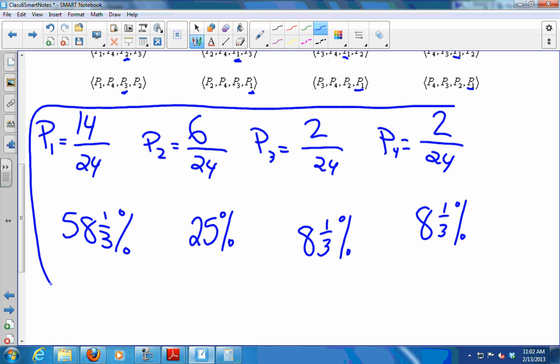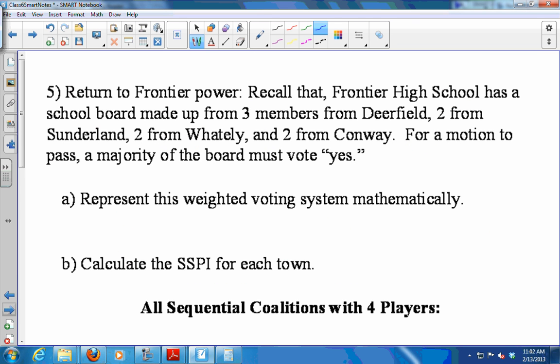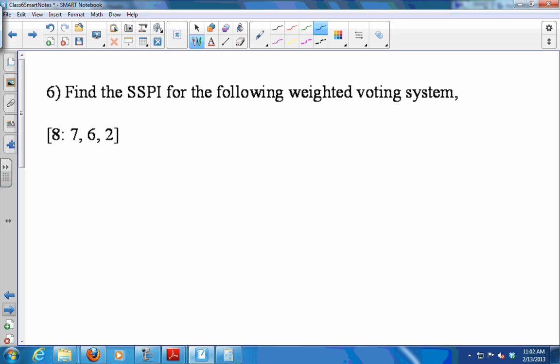Again, just like with Banzhaf, when you add all your fractions up, you should get 1. So I have 14 plus 6 is 20, 22, 24. So I have 24 24ths. When you add your percentages up, you should get 100. All right, I'm not going to go back to this frontier power since we just spent half the class working on it. I want you to find the SSPI for this one. There are only 3 players, so you're going to have to write down the 6 sequential coalitions.